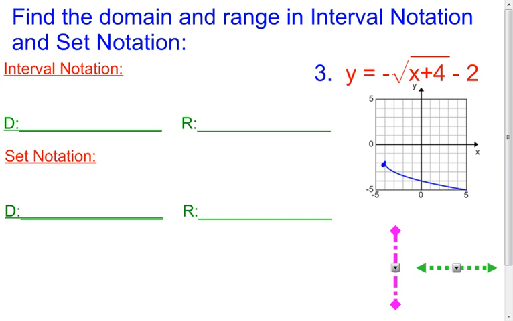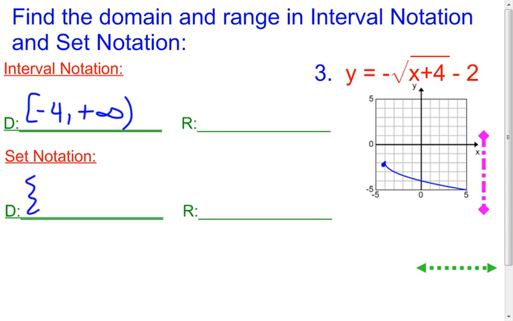And so your domain, as you're going across, I'm not hitting the blue line, not hitting the blue line, starts to hit the blue line right here at -4 and will continue to hit the blue line to the right of that. And so your x values here go from -4 up to positive infinity. And of course, in set notation, it'll look like this.